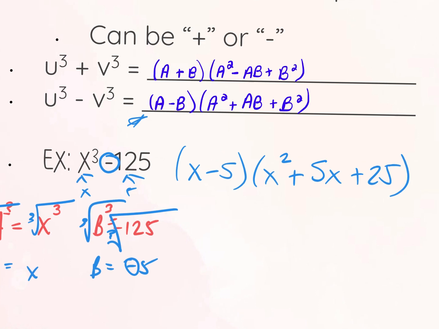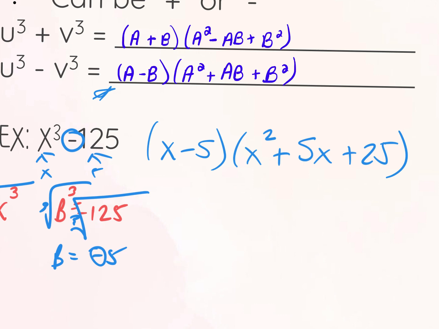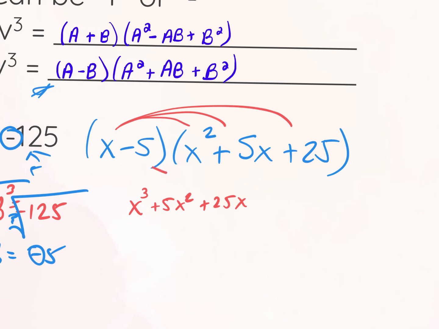Now, how do we check to make sure? Wait, did I do that right? Are my signs right? Should you check? Absolutely. But how do we check? Let's just multiply. What's x times x squared? X cubed. What's x times 5x? Plus 5x squared. What's x times 25? Plus 25x. Negative 5 and x squared is minus 5x squared. Negative 5 and 5x is minus 25x. Negative 5 and 25 is negative 125.